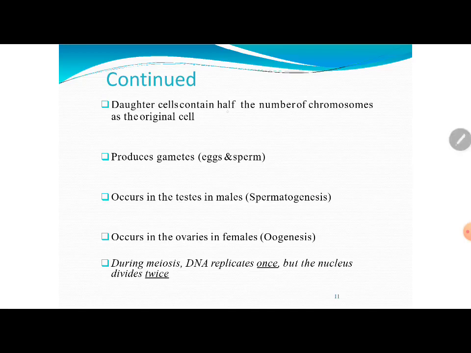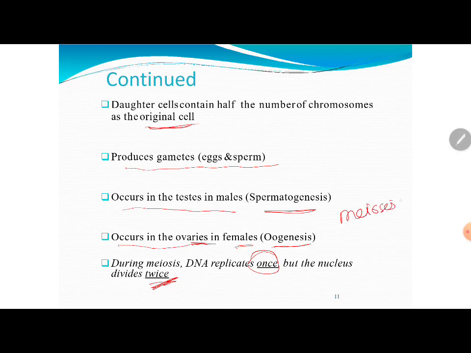So daughter cells contain half the number of chromosomes as the original cell, and they produce the gametes, which is the eggs and the sperms. And it occurs only in testes in male, which is the spermatogenesis, and it occurs in ovaries in female, called as oogenesis. During meiosis, DNA replicates once, but the nucleus divides twice. Replication of the DNA is only once, because in meiosis 1, no replication. Do you understand? No replication.